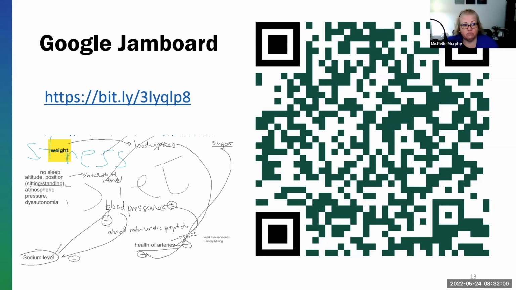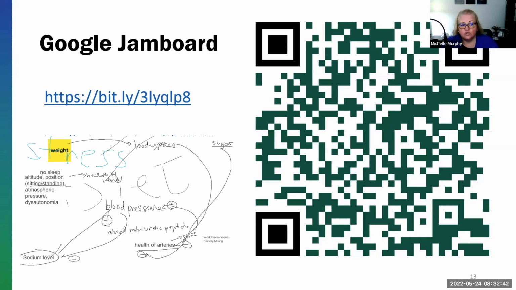Sitting, standing absolutely can impact blood pressure. And sitting, standing, the thing that sitting, standing does, it's similar to health of the arteries, but it impacts your veins. So how healthy are the veins and how well can they get that blood back to the heart? That will impact blood pressure. So we can look at not just health of the arteries, but health of the veins.